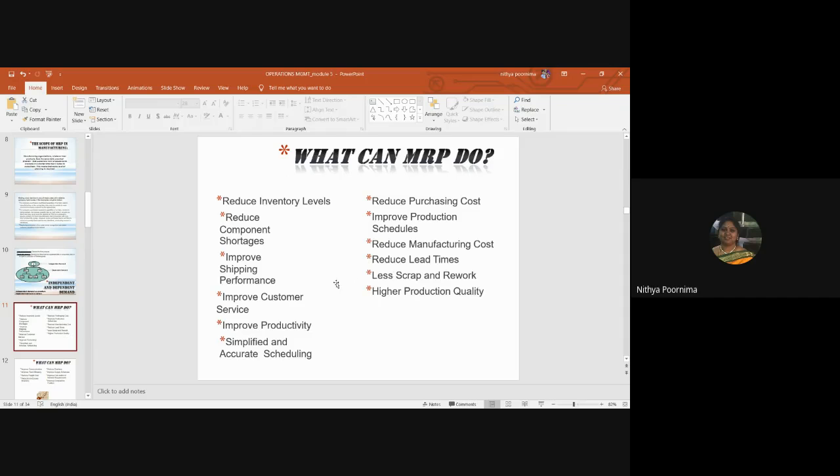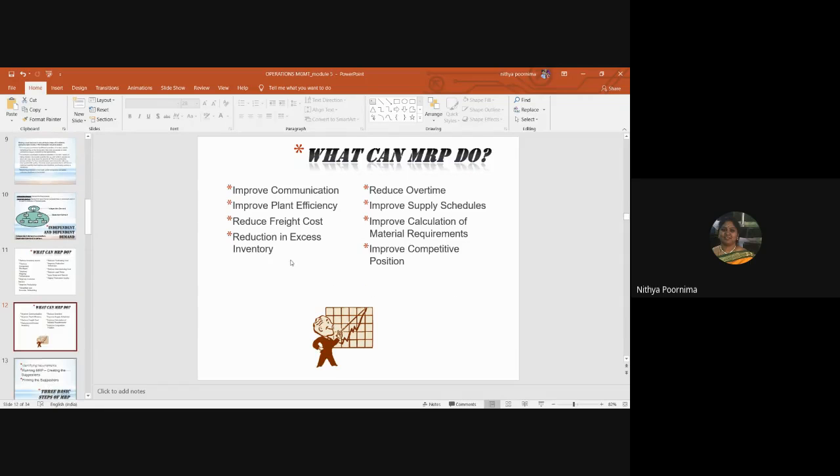So these will be the MRP benefits. If you have MRP, the management information systems will improve our communication, improve plant efficiency, reduce freight cost, reduce excess inventory, reduce overtime, improve supply schedules, and improve calculations, that means you know your forecast demand. Based on that, you can estimate the requirement of the next month.